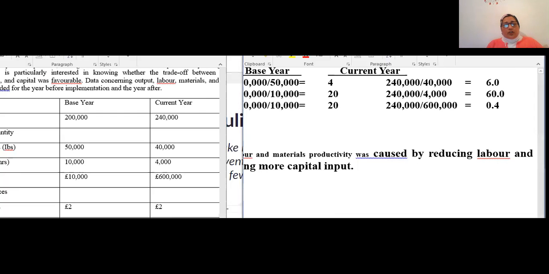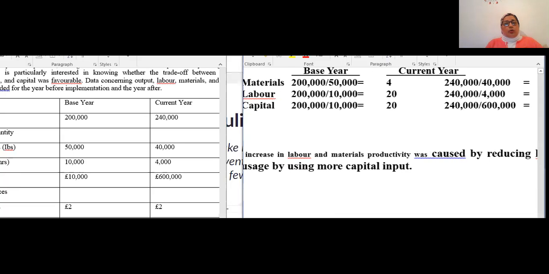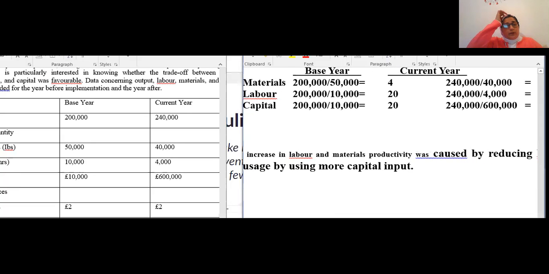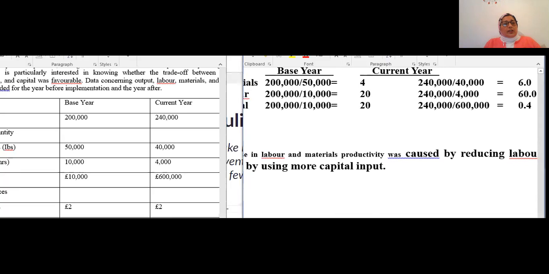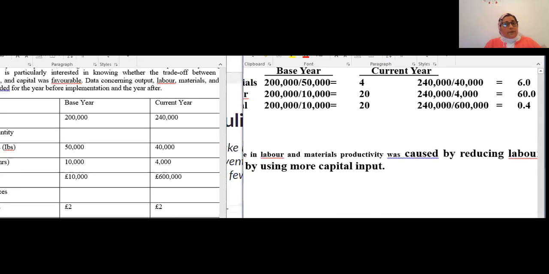first part of the question, which is that we calculated only the partial productivity ratio. The partial productivity ratio for material was 4 and became 6, and it's very easy to explain that, because output for the base year was 200 and the output for the current year increased to become 240, and also material for the base year was 50 and becomes 40.